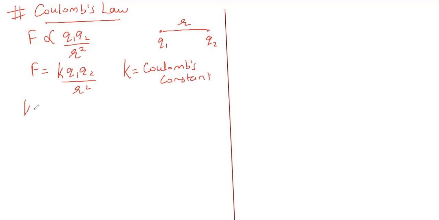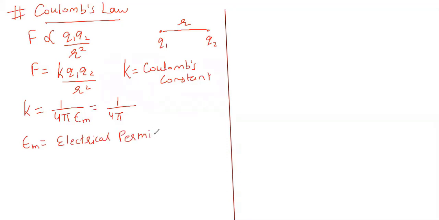This small k will comprise some factors, like it will be 1 upon 4 pi epsilon m. Now whenever we expand it once more, we can rewrite this epsilon m. Now what is this epsilon m? Epsilon m is actually the electrical permittivity of the medium. It is a property of the medium.